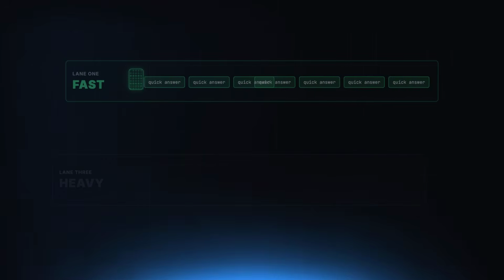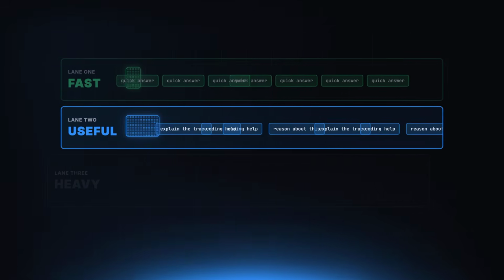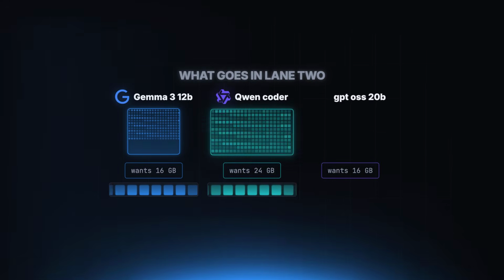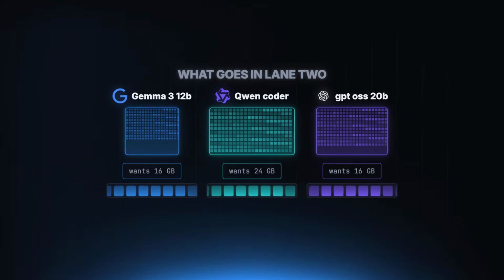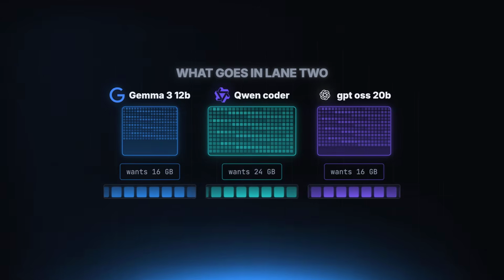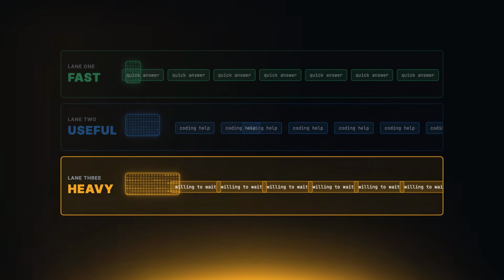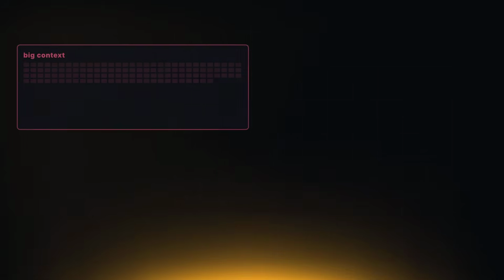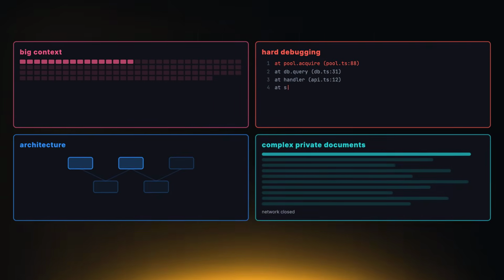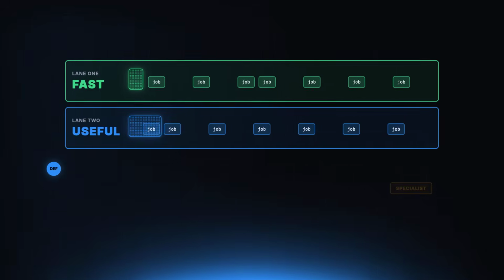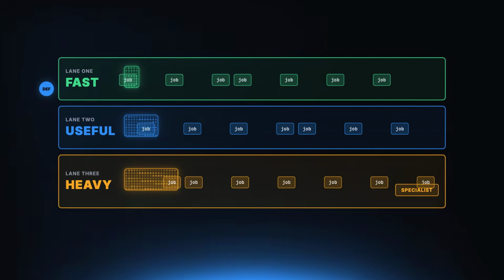Lane 2 is useful. This is your daily coding and reasoning model. It can be slower, but it should still feel conversational. This is where models like Gemma 3 12 billion, Qwen coder variants, or GPT-OSS 20 billion become interesting, depending on your machine. Lane 3 is heavy. This is the model you use when you're willing to wait. Big context, hard debugging, architecture questions, complex private documents. The important part is that lane 3 is not your default. The heavy model is a specialist.